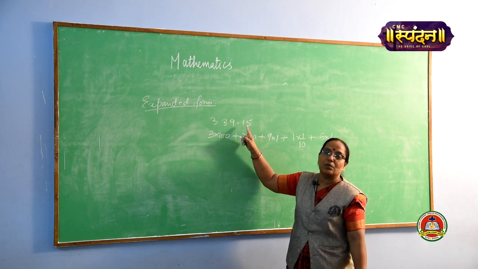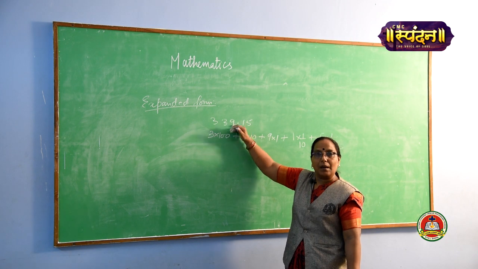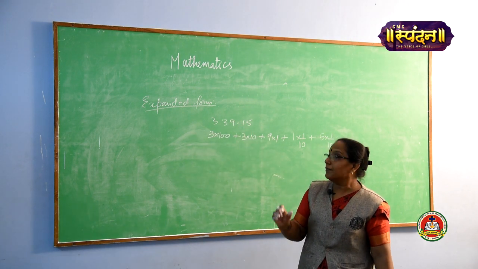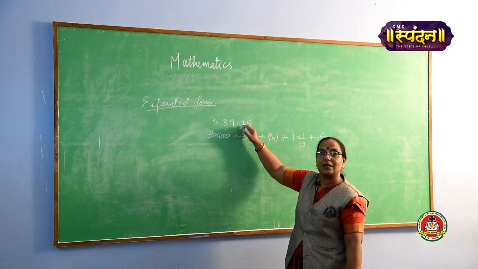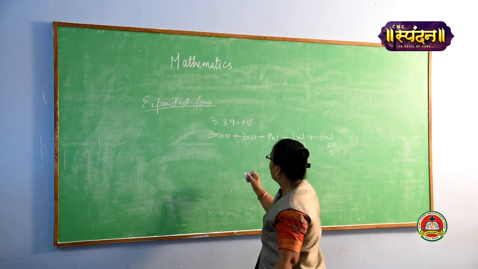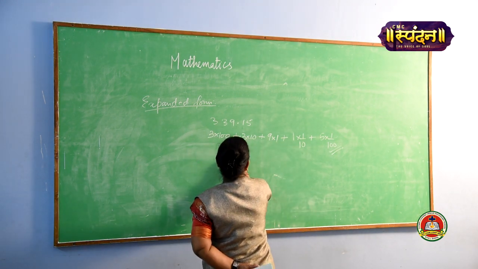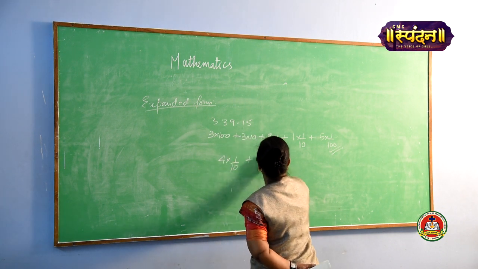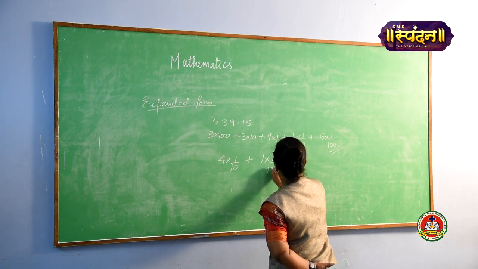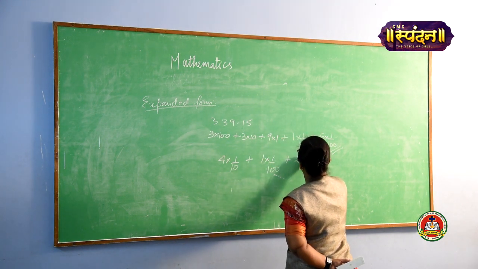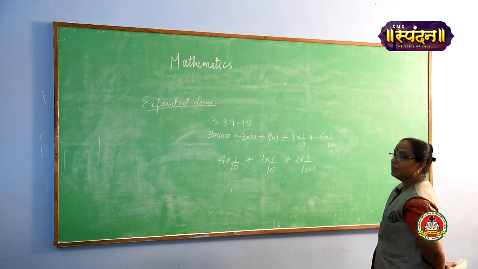So you should know about the place value of all the digits in the given number. Okay. Now, if suppose the question is in this form and they are asking, please write in decimal form. So, let me give one example. For example, 4 into 10 plus 1 into 1 by 100 plus 2 into 1 by 10. Now, convert into decimal form.